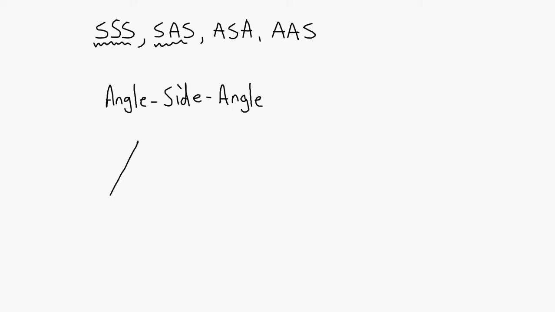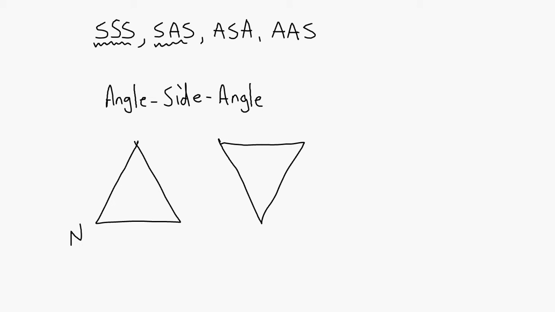Angle, side, angle. If you've got 2 triangles, and we'll call the one on the left NBA, and we'll call this one the TYR. That's tyro without the O. Okay? And we're talking about angle, side, angle. Where is the S in the acronym? Yeah, Blake. It's in the middle of the 2 angles.